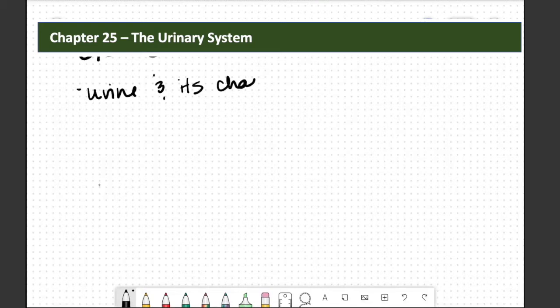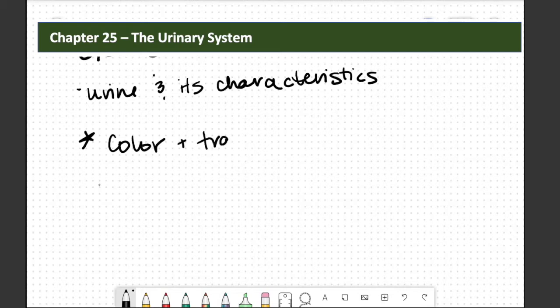There's a couple of standard characteristics that urine should have. So we're going to go kind of in order. The first characteristic that urinalysis will be looking at will be the color and transparency of the actual urine. Whenever you go to the doctor and you give a urine sample, these are some of those characteristics. So color and transparency is the first one.